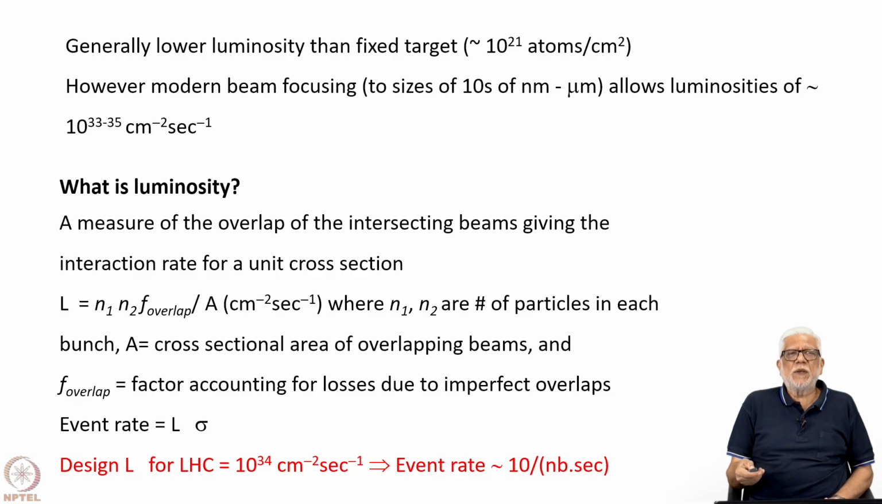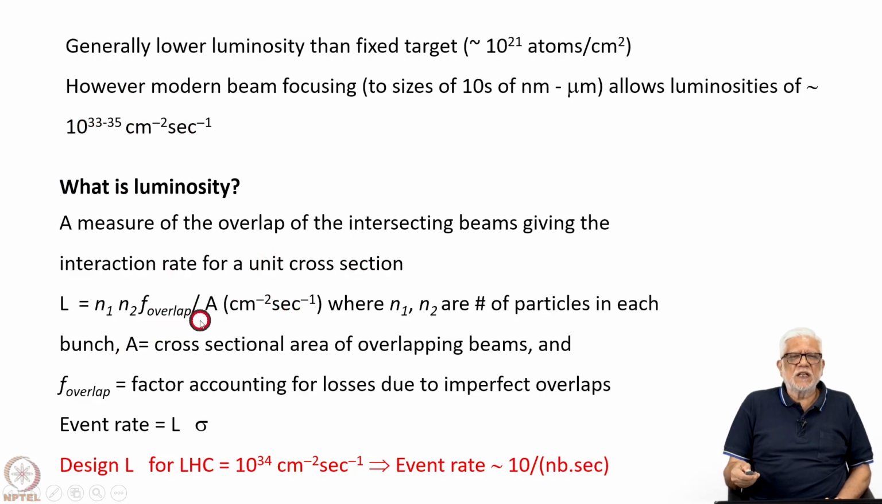Of course, when you have colliding beams, the luminosity is much less than that of a fixed target. In a fixed target, you have about 10 to the 21 atoms per square centimeter, whereas if you have a beam, you only have about 10 to the 12 particles per second, corresponding to, let's say, a fraction of a microampere. But of course, you can focus these beams. You can make them sizes of the order of tens of nanometers to a micrometer, and therefore, you can get luminosities of the order of 10 to the 33 to 35 per square centimeter per second. We have already defined luminosity in an earlier lecture.